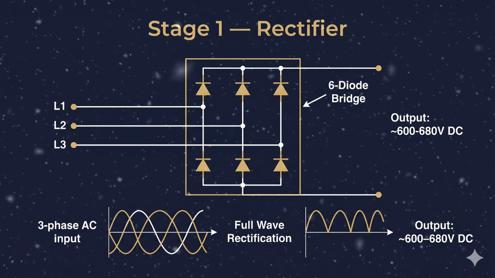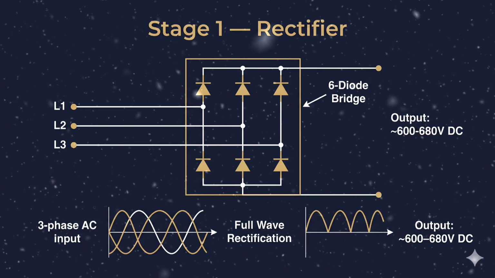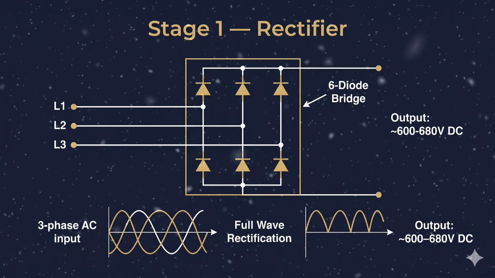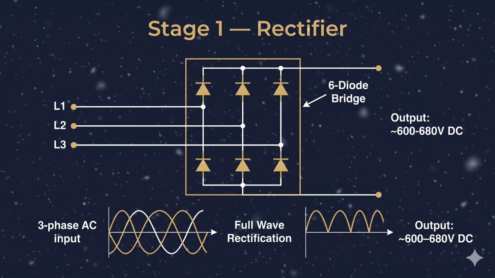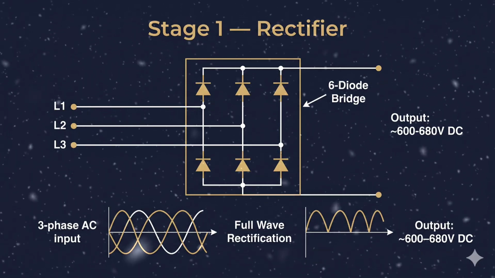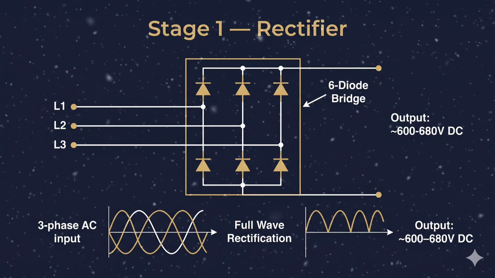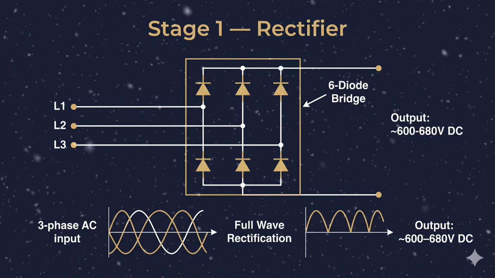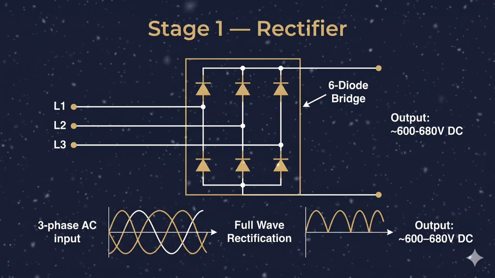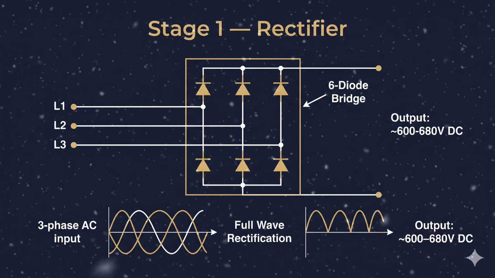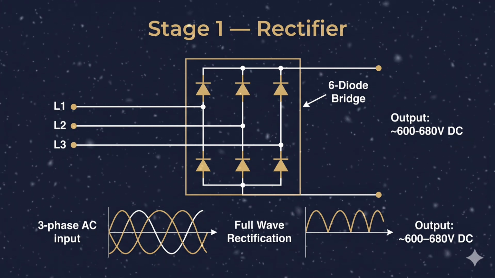This pulsating DC is not yet ready to use. It has ripple, meaning the voltage fluctuates up and down. That is why it must pass into the next stage, the DC bus. In modern high-performance drives, instead of simple diodes, active front-end rectifiers using IGBTs or SCRs are used. This allows power regeneration back to the supply, used in crane, elevator, and regenerative drive applications.